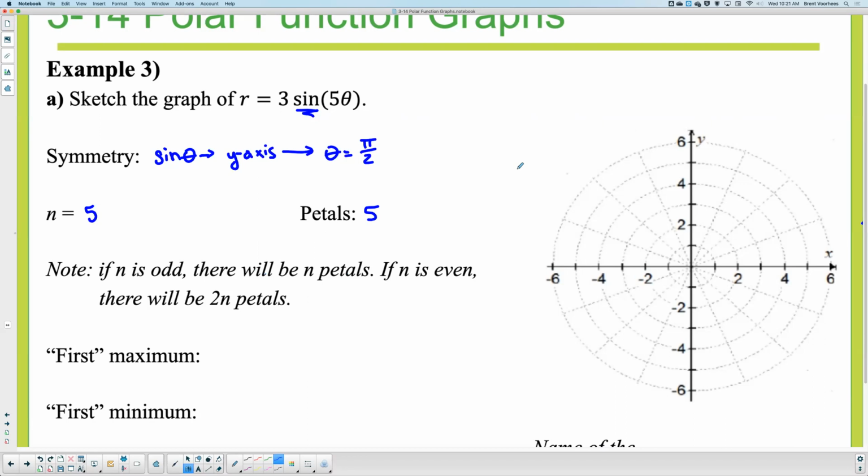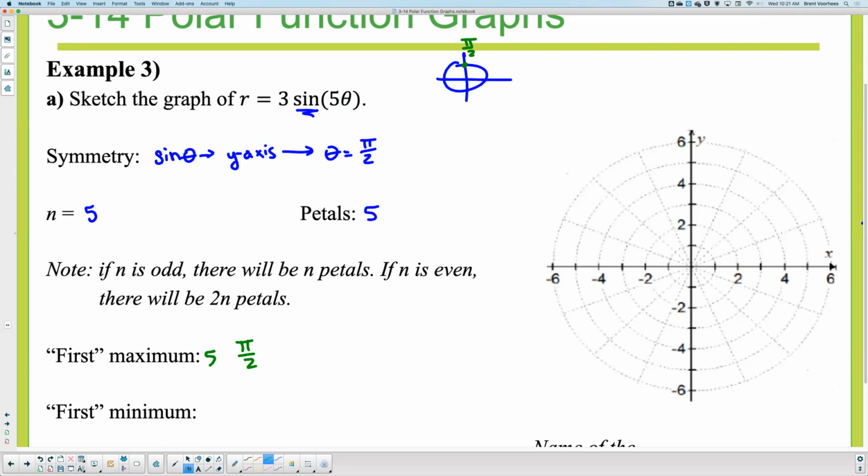Sine usually gets its maximum where? Pi over 2. Okay, this one though has its maximum at pi over 2. Typically, the maximum is at pi over 2. So you would start, I'm going to jump down here to this first maximum at pi over 2. But this has a transformation. You see how it has a 5 theta in there?